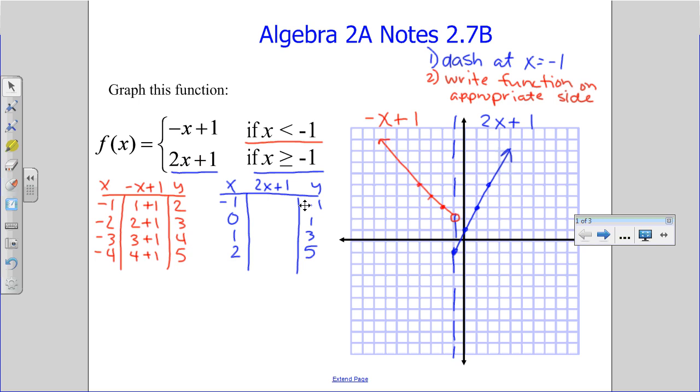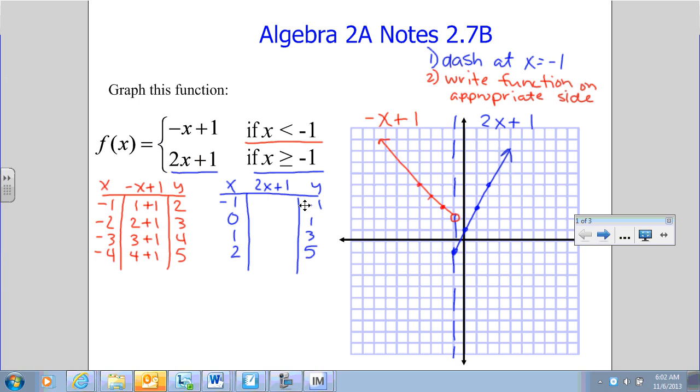It just depends on the function that we have, all right? But I think it's going to be best if we go back and use this idea of we can evaluate these functions for given values that are less than negative 1 and values that are greater than negative 1, all right?